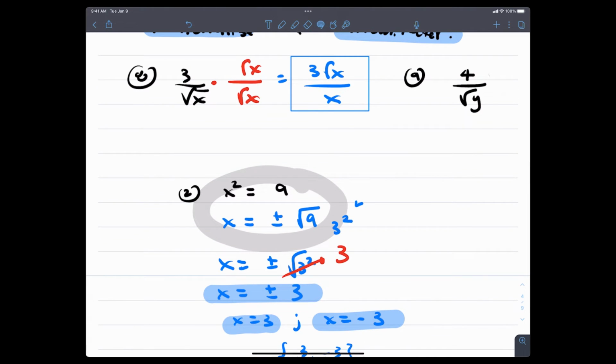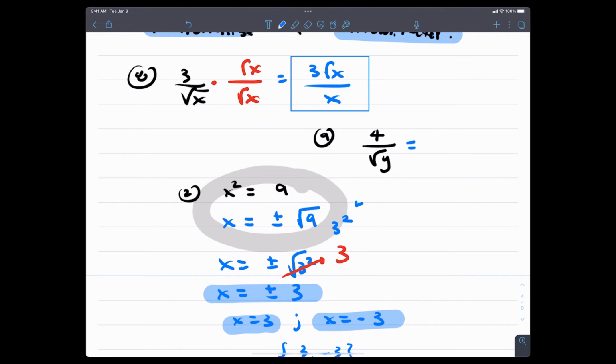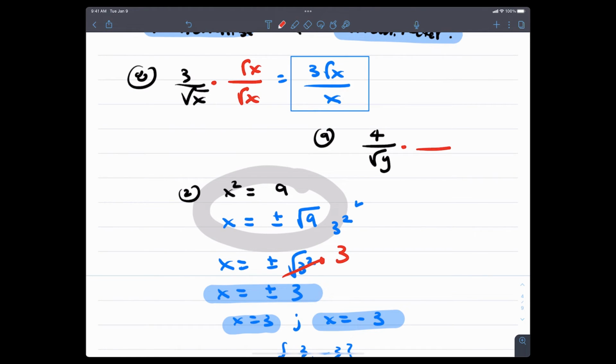What about number 9? What do you think? What do you have here? Let me go back here. We're going to do what? Multiply top and bottom by the square root of y. What do you get here? 4 square root of y over what? Y. There you go. There it is.